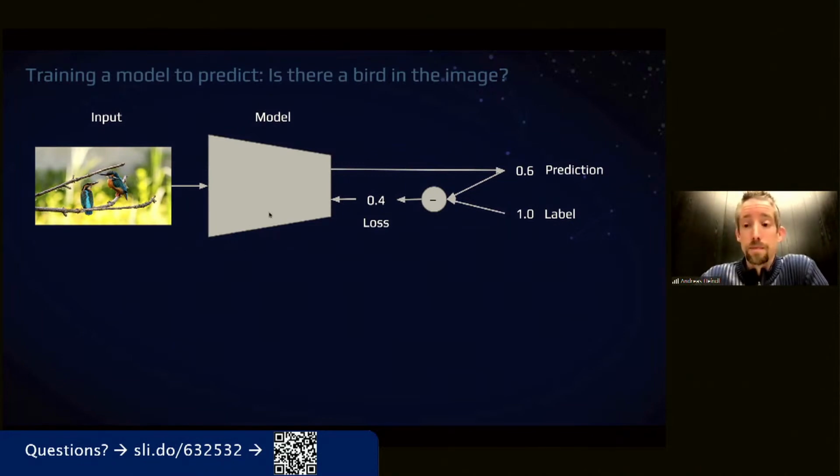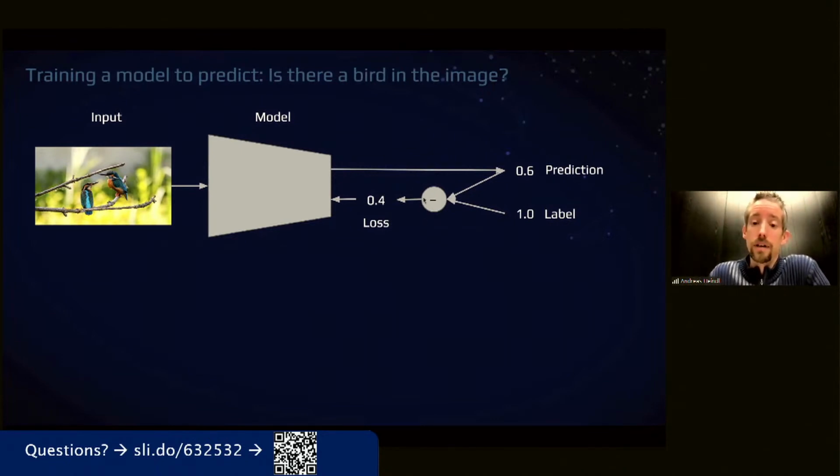So on the left side, you can see the input image. For deep learning, you normally need loads of them, 100,000 of them, where you have different positions and different birds in there if you would like to train a bird model. That's then fed into a model that's depicted here with this gray box, which will spit out a prediction. The prediction will be, let's say, 0.6 for 60% that there is a bird in there, if that's a binary classification task.